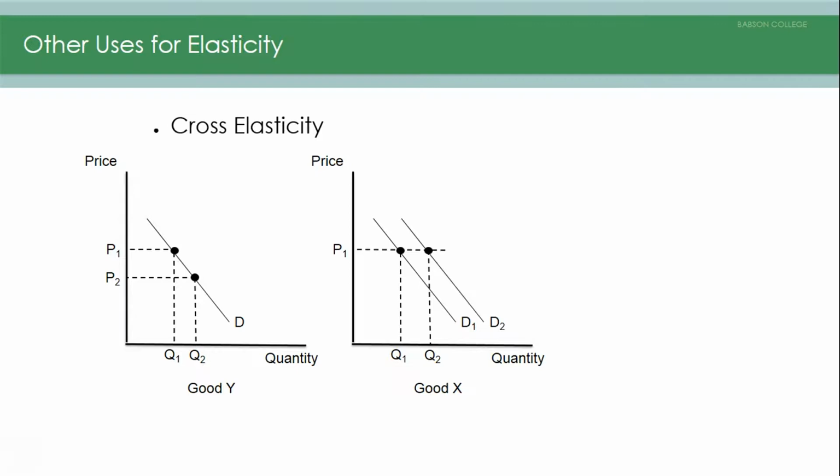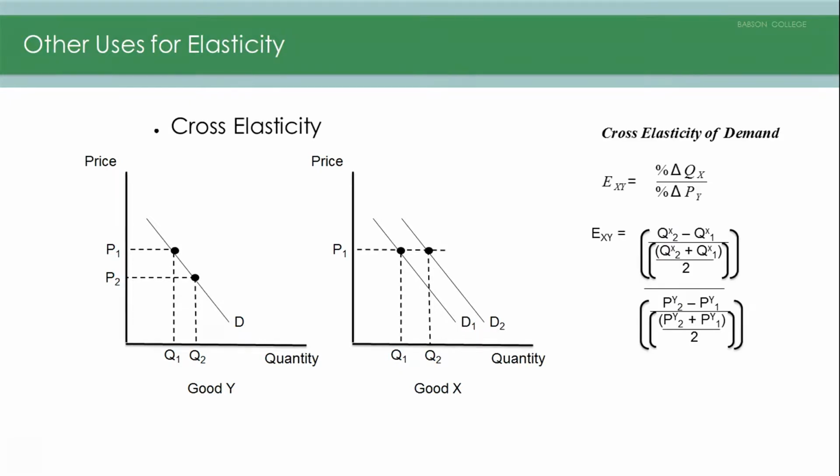So imagine good X is bread. So these two products are complements. The lower price of peanut butter would cause the demand curve to shift right. And so the cross elasticity really looks at quantifying the magnitude of that shift in the demand curve.